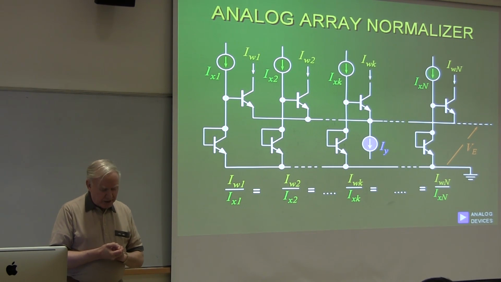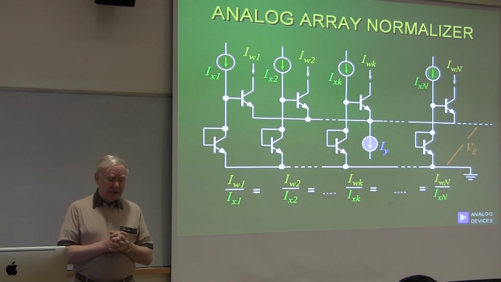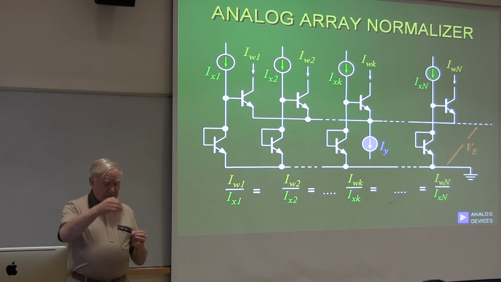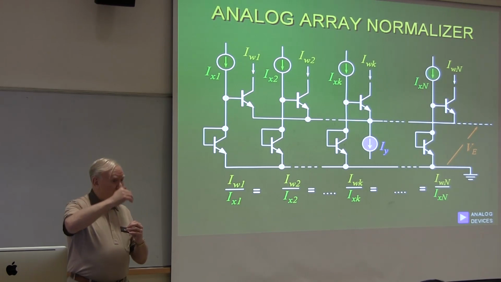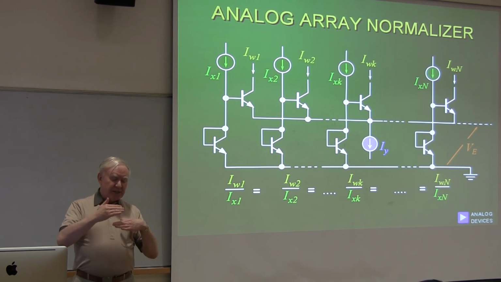It's an analog array normalizer. I made this as an IC, but it never went into production. But it had 16 input channels, each of which could handle a 60 dB range of input current. Actually, it was input voltage by the time it was finished, but a 60 dB range of input.